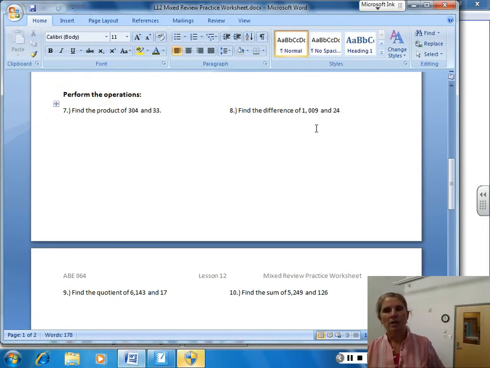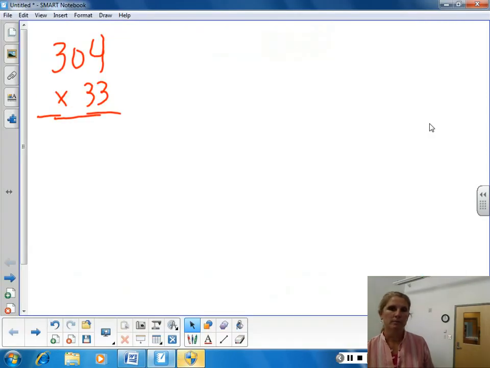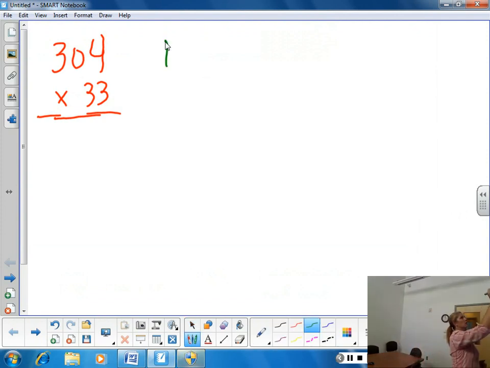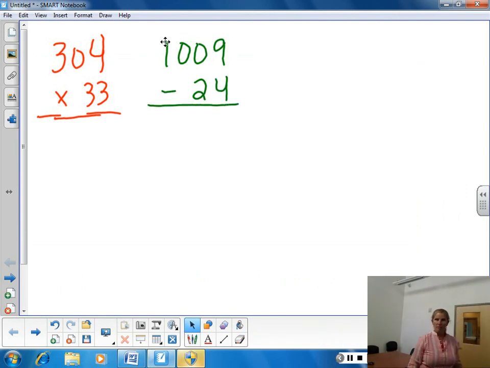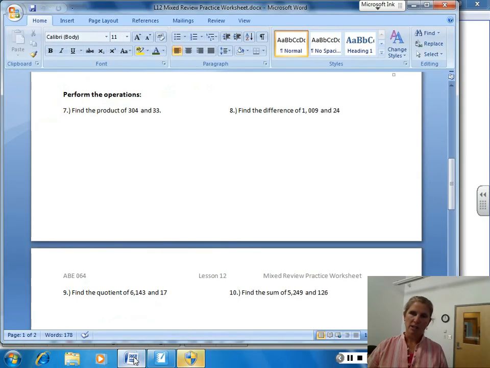Find the difference of 1009 and 24. What operation am I asking you to do? Subtraction. And remember that when we say the word difference, whatever we say first, that goes as your minuend on the top. And what we say second is your subtrahend on the bottom. 1009 and 24. That's a subtraction problem. So that's really more about the vocabulary than about doing it. I want you to do it too. But I wanted you to practice that on your own. But that's how you would set that problem up.